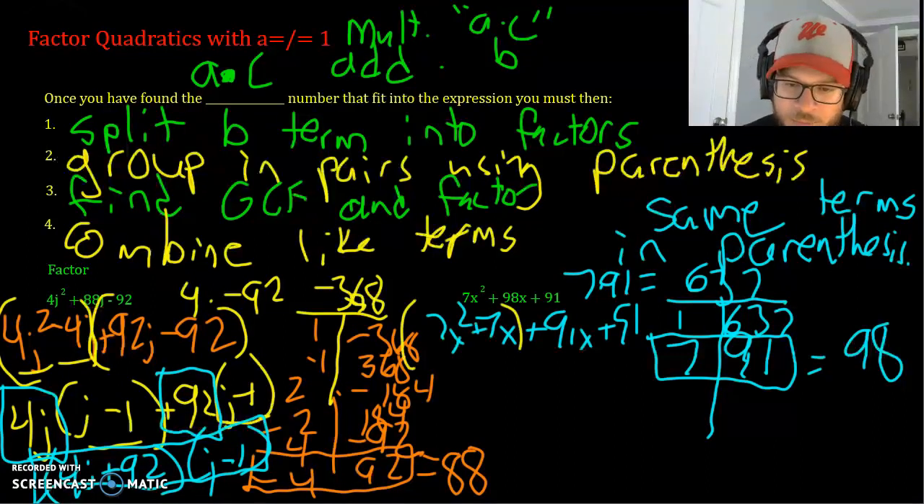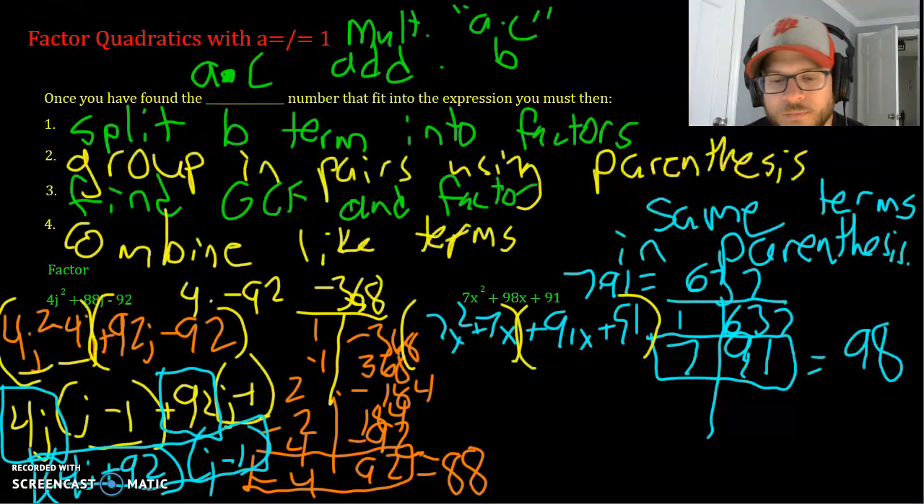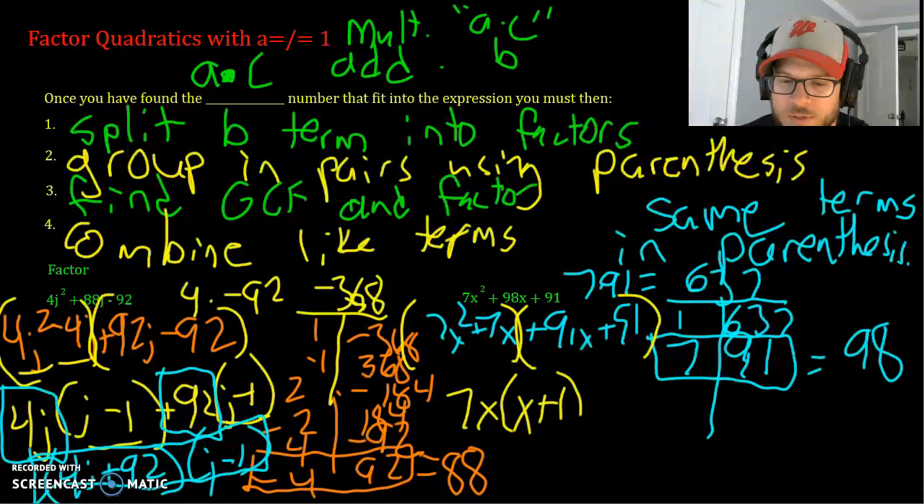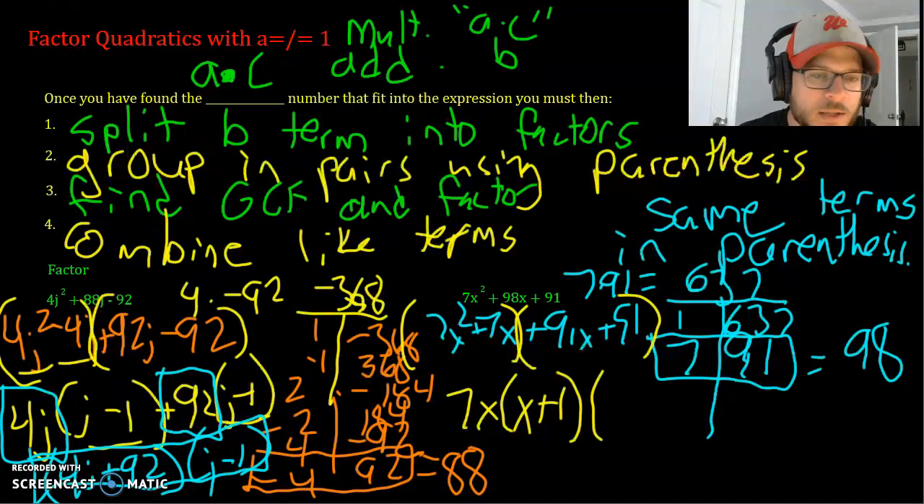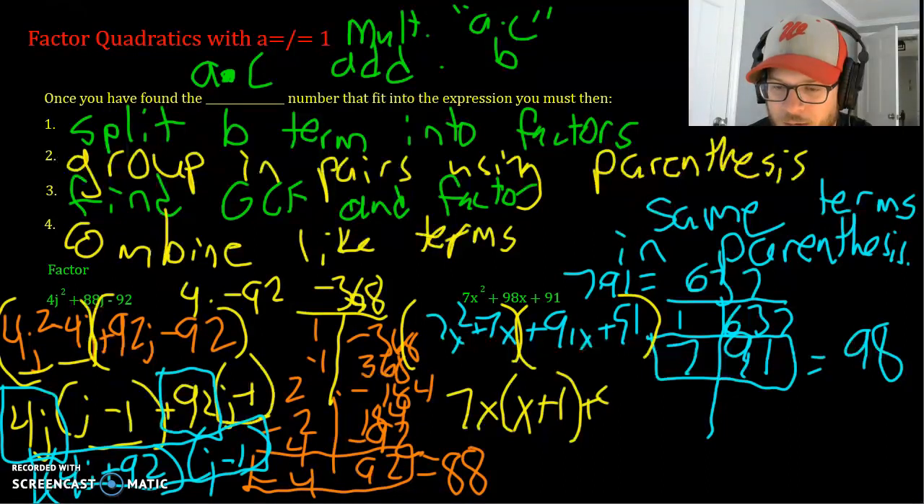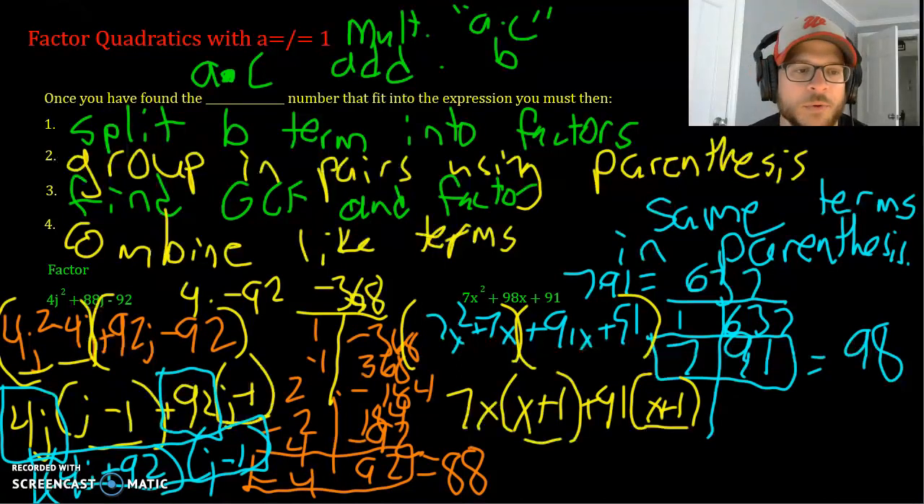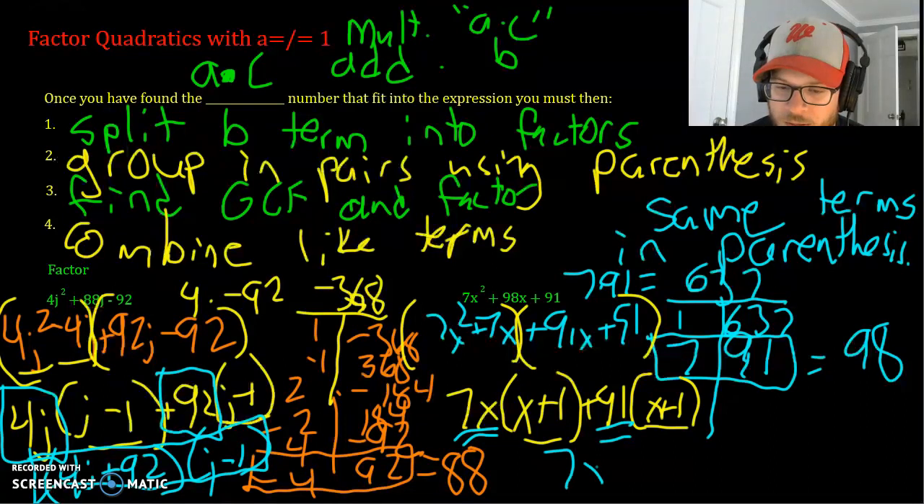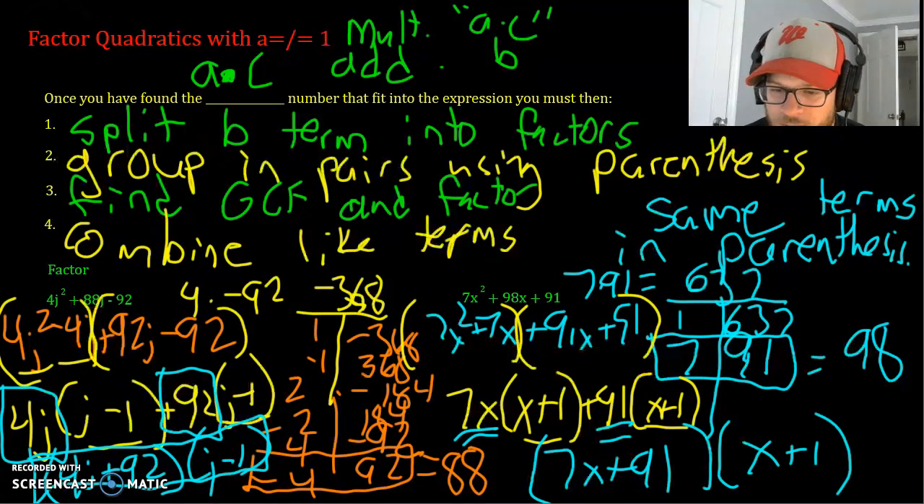Let's group them up using parentheses. Greatest common factor between 7x squared and 7x. They both have a 7, they both have an x. So we've got an x plus 1 left over. 91x and 91, they both have a 91 left over. So I'm going to take out 91 as my GCF. X plus 1, again, we've got the same common parentheses. So when we combine like terms, the 7x and the 91 go together. And then your x plus 1 goes right there at the end.